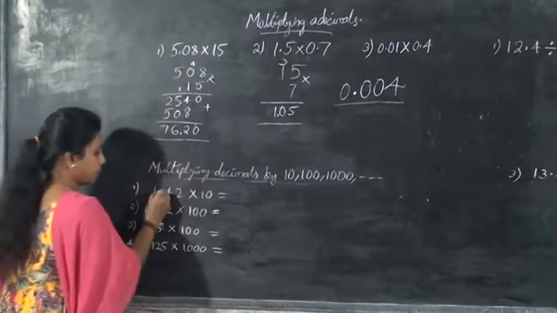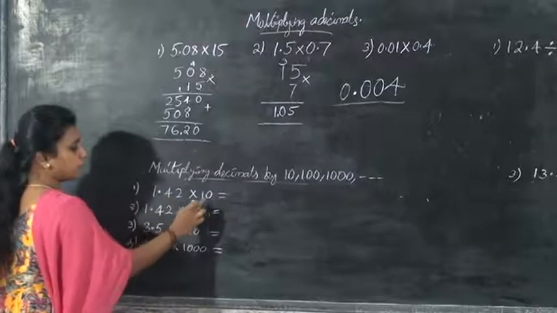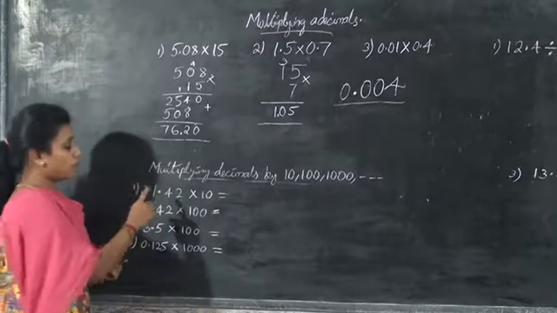Here you can see a point. Okay, to multiply a decimal number by 10 you want to move the point 1 place to the right.